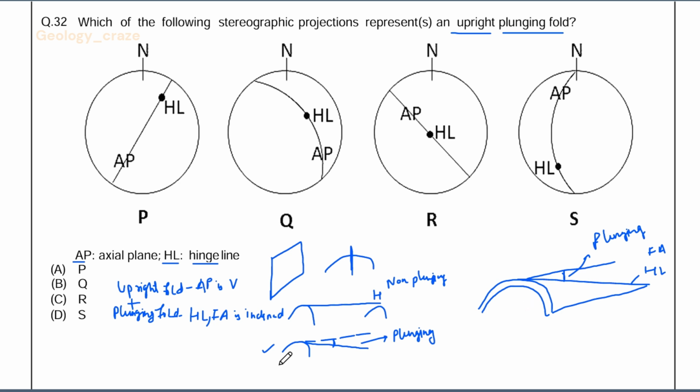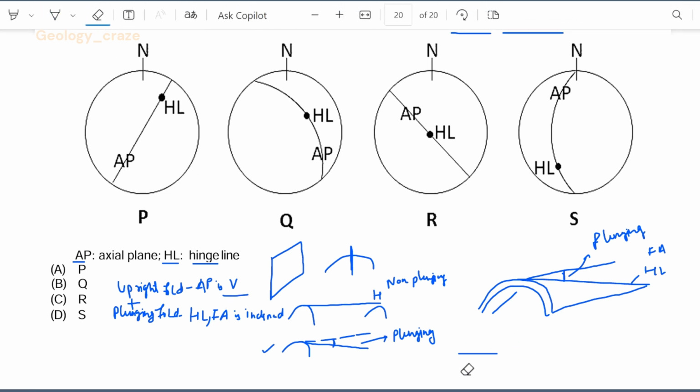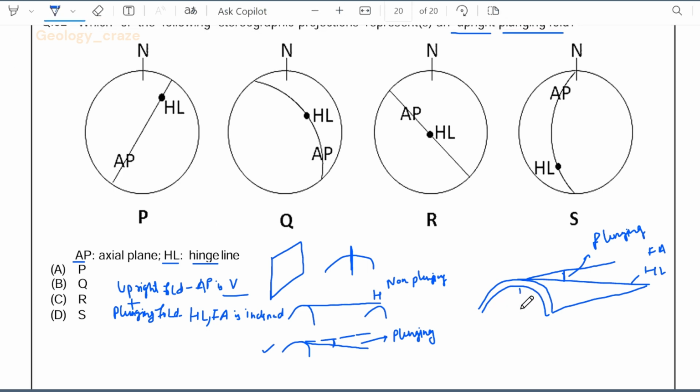So now I will draw the axial plane. The axial plane is the plane which divides the fold into two equal halves, the curved part. It can be inclined, horizontal, or vertical, but for an upright fold it should be vertical only. It is a mirror image that cuts the fold into two equal halves.